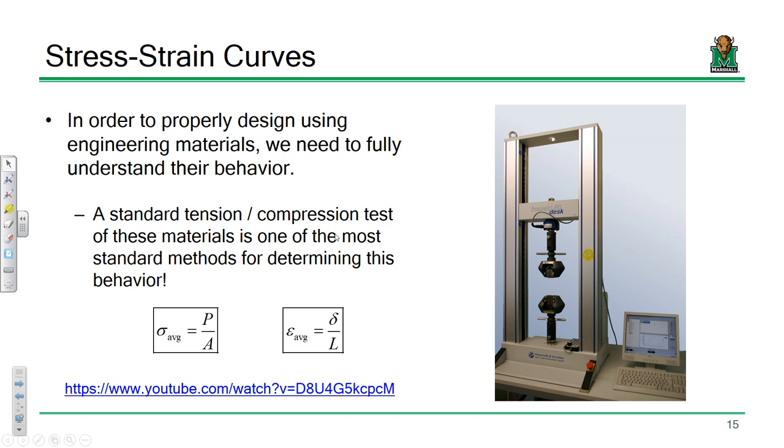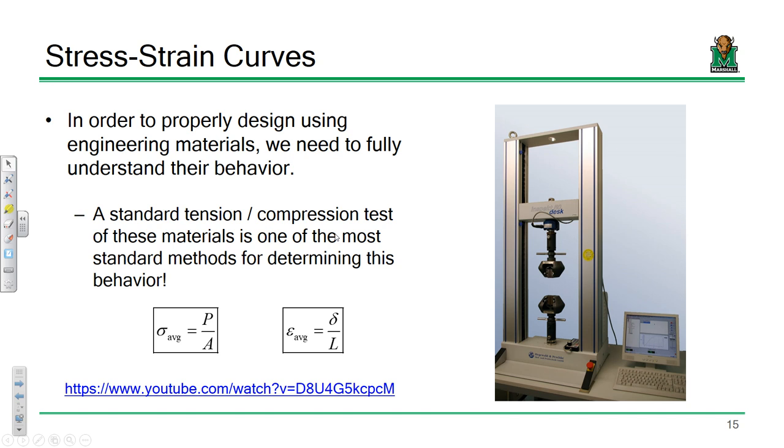Also, in the linear range of a material's behavior, we recognize there's a relationship between the applied stress and the resulting strain, and we call that the Young's modulus, or the modulus of elasticity. We're going to talk a little bit more about that today and some different types of material behaviors that can be investigated and implemented or learned about.